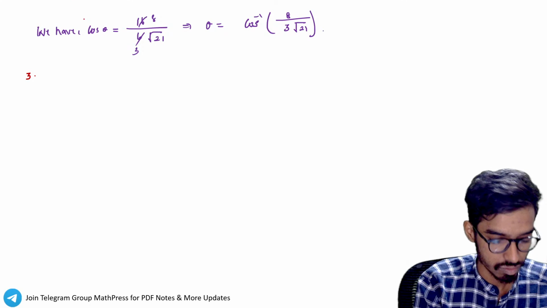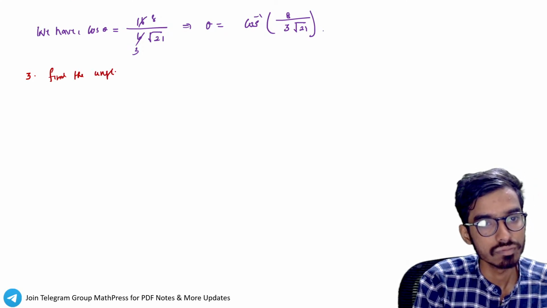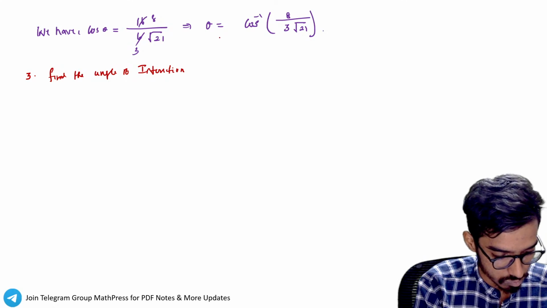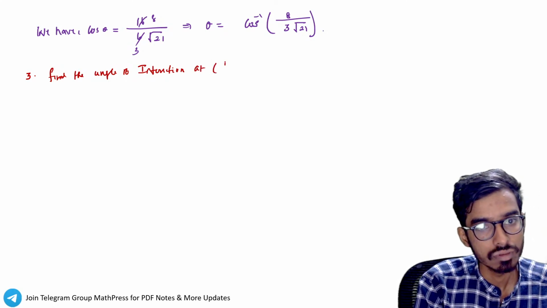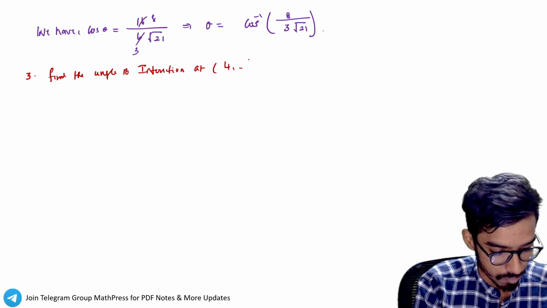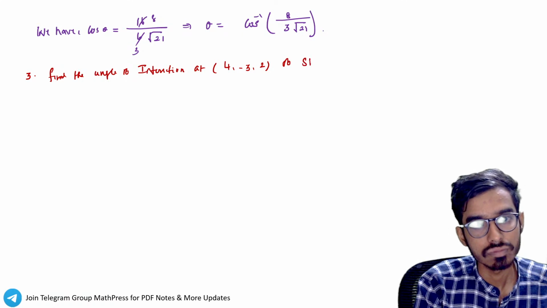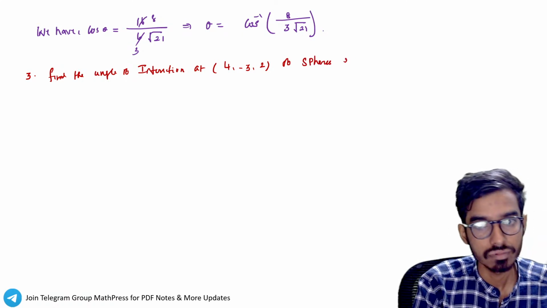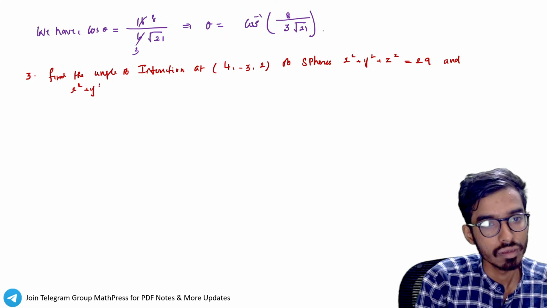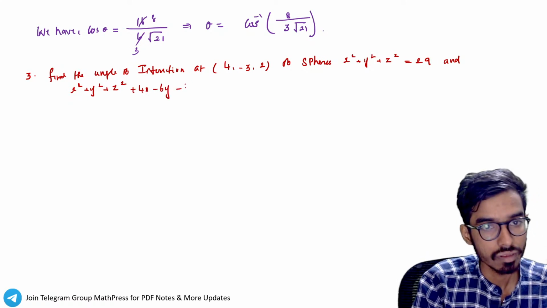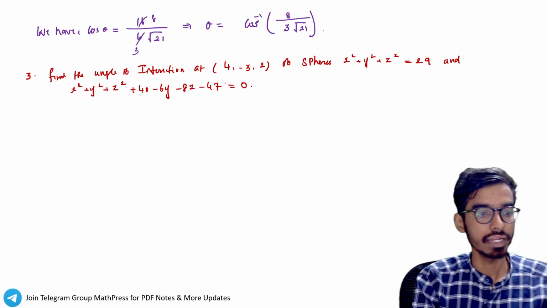Find the angle of intersection at 4, minus 3, 2 of the spheres x square plus y square plus z square equals 29, and x square plus y square plus z square plus 4x minus 6y minus 8z minus 47 is equal to 0.